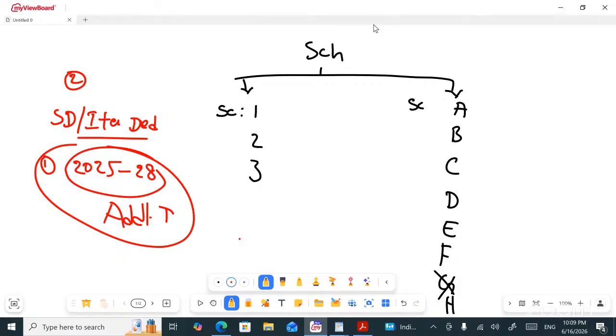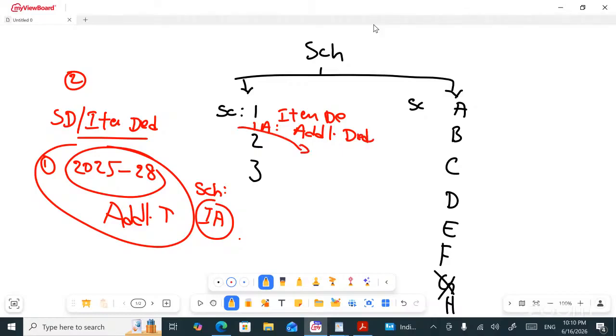One separate schedule has been issued, Schedule number 1A. So Schedule number 1, itemized deductions. Schedule number 1A, additional deductions. And one more item is there, qualified business income deductions, QBID.